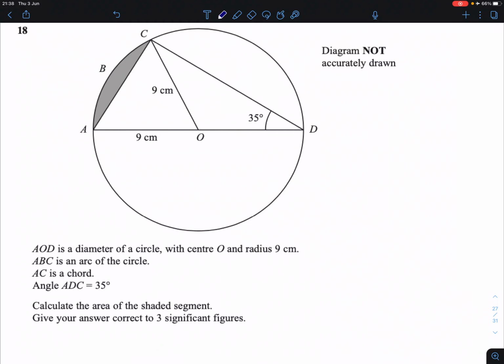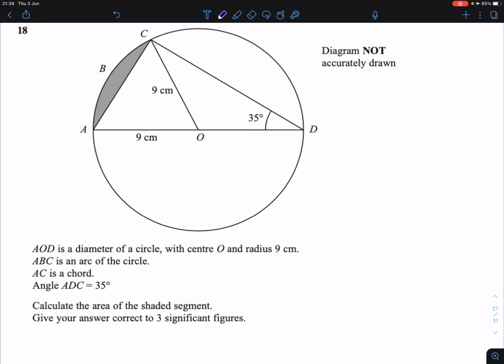Question 18. AOD is the diameter of a circle, so that's this. Center O and radius 9. ABC is an arc of the circle. AC is the chord on either side of that arc. We're given an angle here of 35 degrees. Calculate the area of that shaded segment.